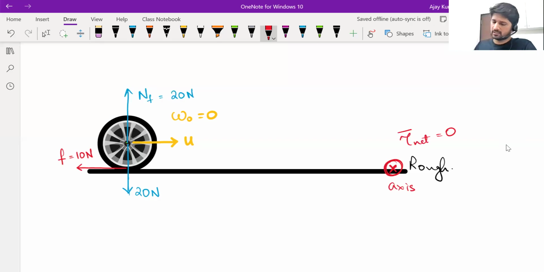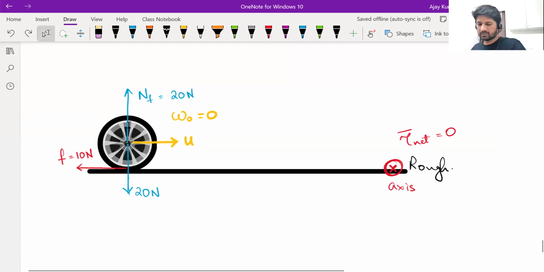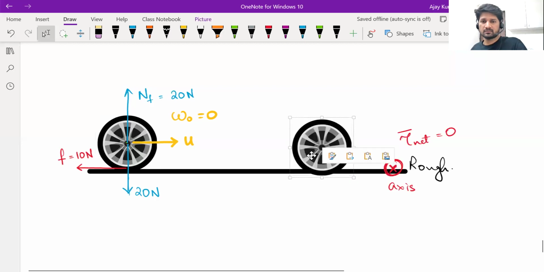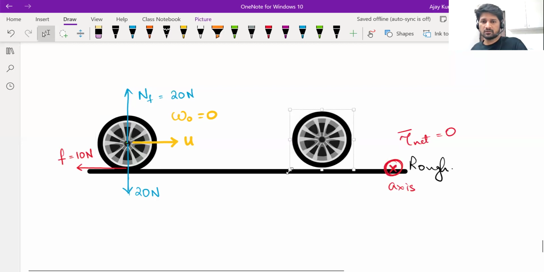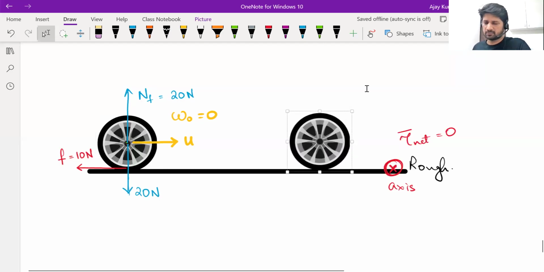Mg produces maybe anti-clockwise torque, normal produces a clockwise torque, but they'll balance. So net torque due to them is 0. Friction's line of action passes through that axis, so friction cannot produce a torque about that axis. So net torque is 0. Now what is happening to this object? Speed is decreasing. Omega is increasing. So finally, it will have some speed and some omega value once it attains pure rolling.